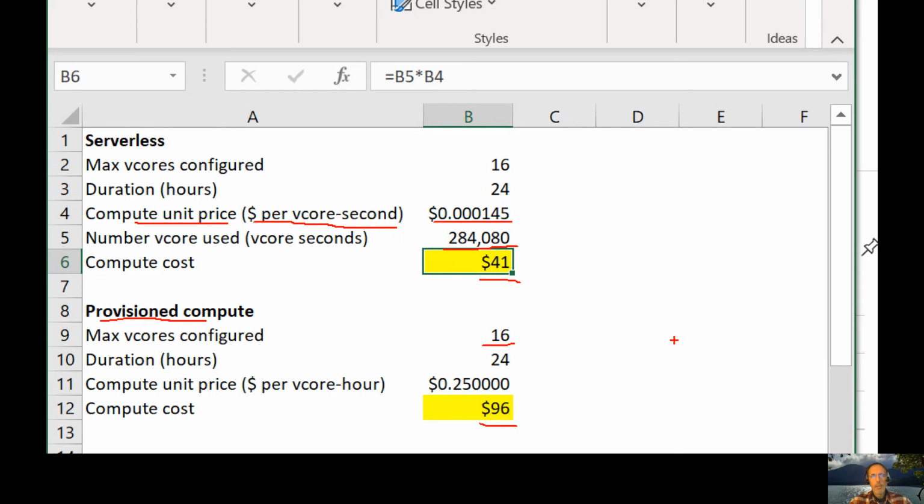Now, it's important to restate that the reason why serverless in this case is less expensive than provisioned compute is because it has these bursty usage patterns where the average compute utilization over time is somewhat low, but it's still able to enjoy the benefits of scaling up to 16 cores when it needs to.